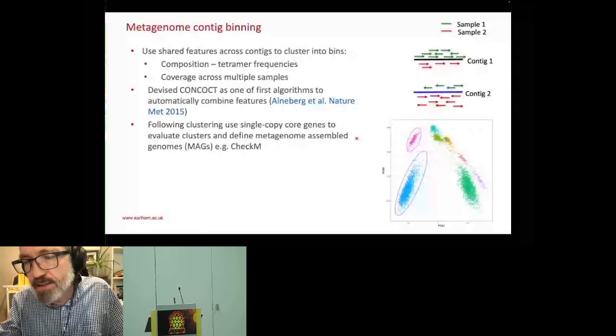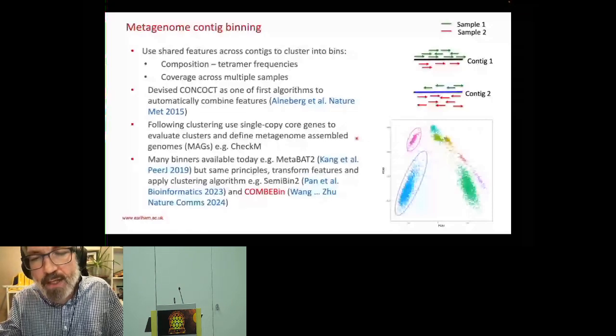Now, today, there's lots of such binners available, but they all broadly work on this principle. You transform the data and then use some form of clustering algorithm. Probably the big breakthrough is using deep learning methods to do this embedding in a far more sophisticated way than we did in the original PCA. So yeah, I am excited to hear about this binner later on today.